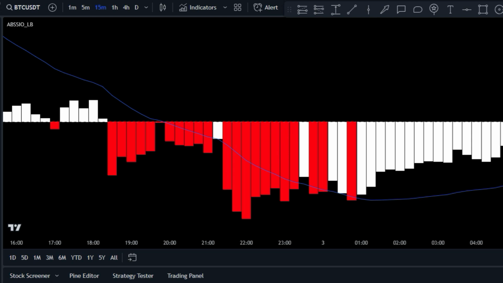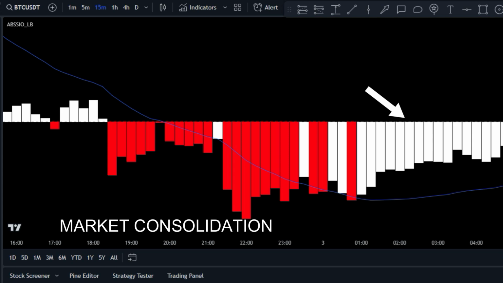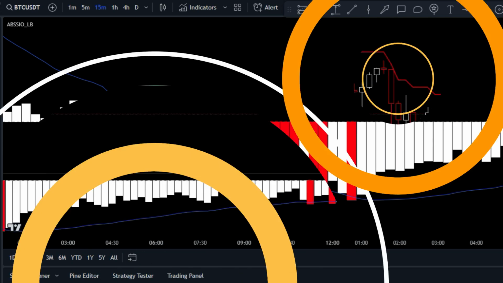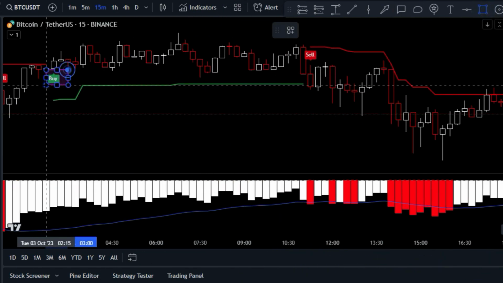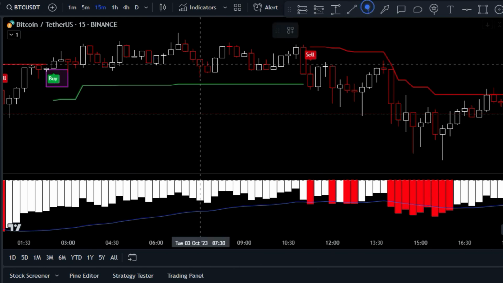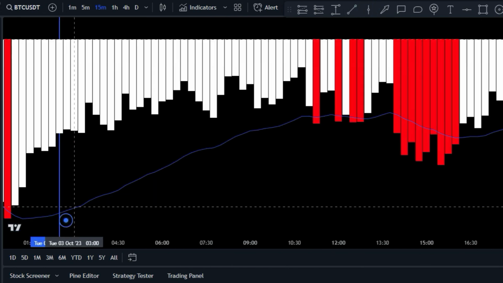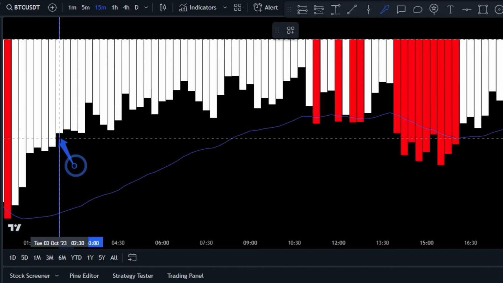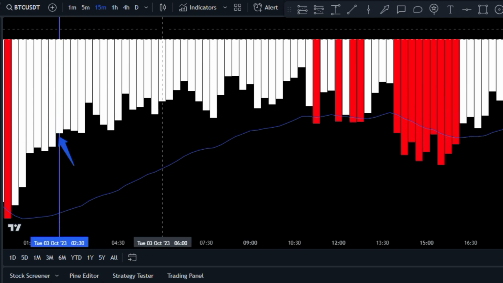Now here's the deal with the white histogram. When you see it, it means the market is in a consolidation mode and you should hold off on trading. So let's check out a few examples to make it crystal clear. In this example, we've got a buy signal, but the oscillator's histogram is white. That's a sign of market consolidation, so we're waving off this buy signal.